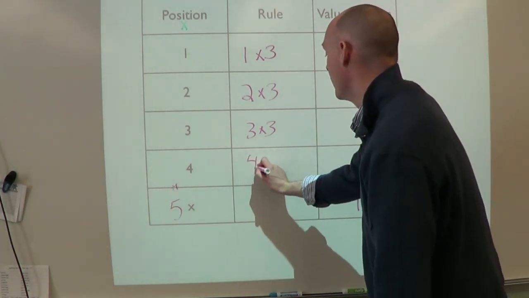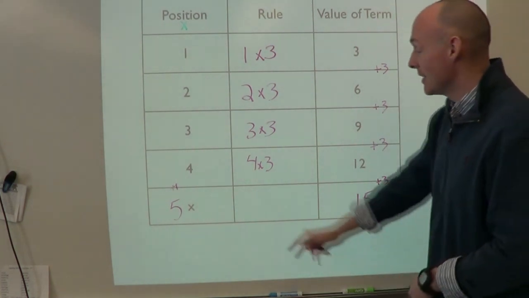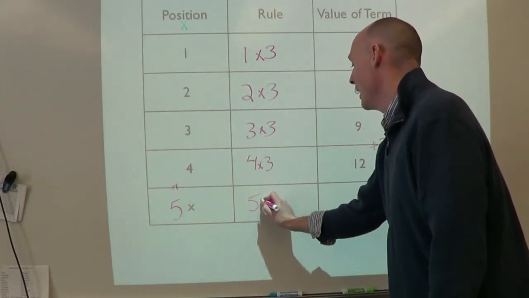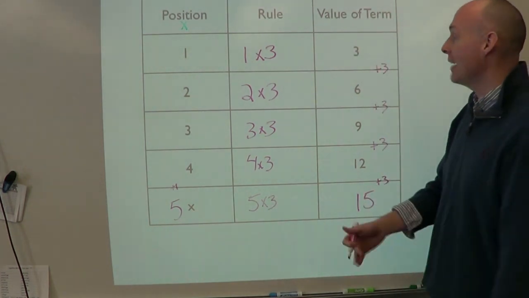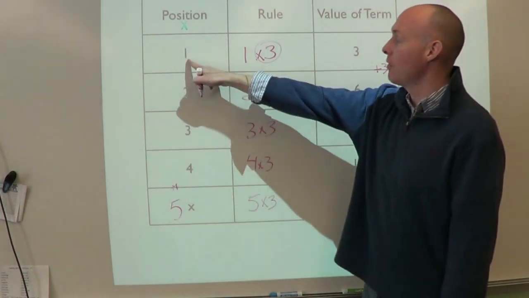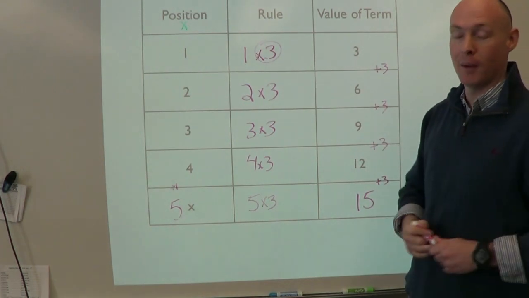What about 4 times 3? Is that 12? Yes, it is. Now, let's see. If 5 times 3 is 15, we're good to go. Excellent. So my rule is times 3. Whatever the position is, times 3 is going to give you the value of the term.